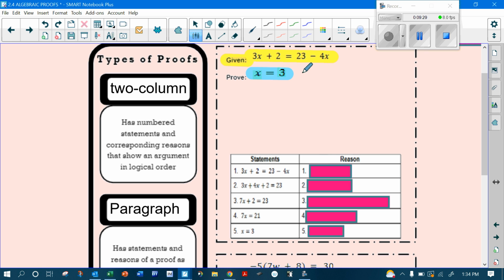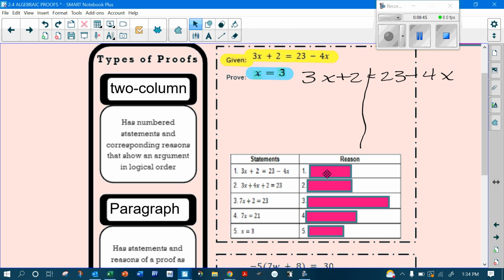All right, we're going to take this 3x plus 2 equals 23 minus 4x. So what I do know is this is given. Since this is the very first thing, I'm going to write this down because that was given. Your first reason is always going to be given, and the first statement will always be what is listed after the word given. So this will always be number 1.